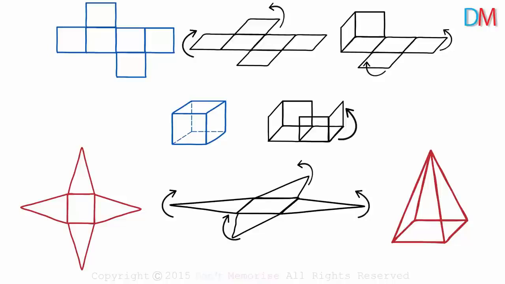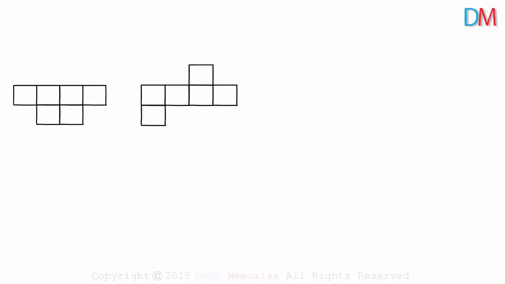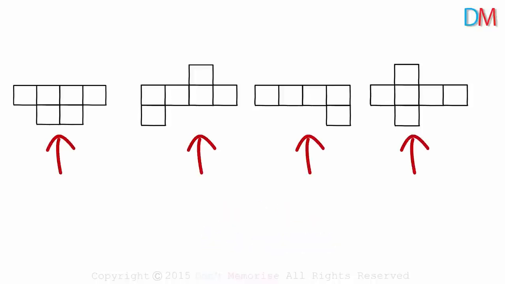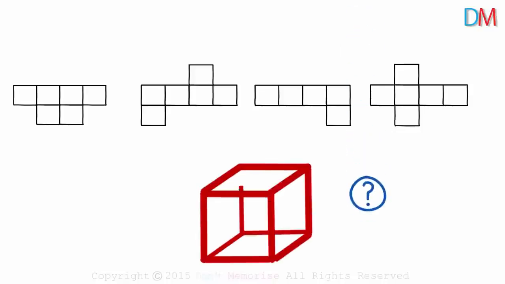In the previous session, we saw how we can convert a net to its solid. This session will be a bit different. We will be given a few nets and asked to find out if cubes can be formed out of them. Here's the first net, the second one, the third one and the fourth one. We assume that each face in each of the nets is a square. These are the 4 nets we have. How many of them when folded would result in a cube?